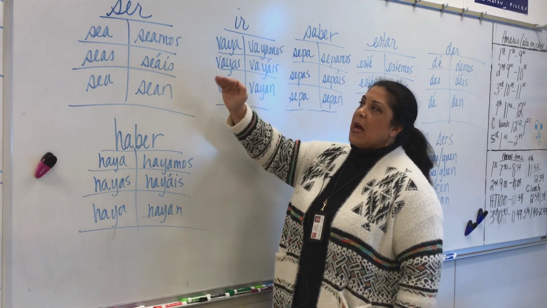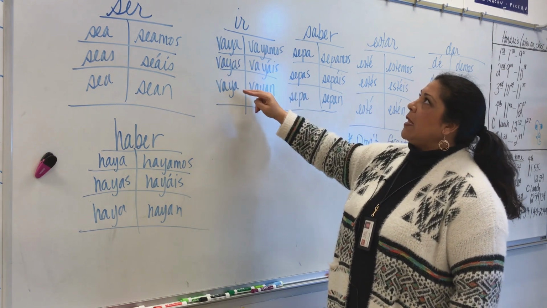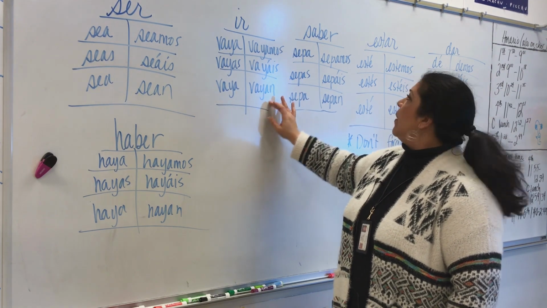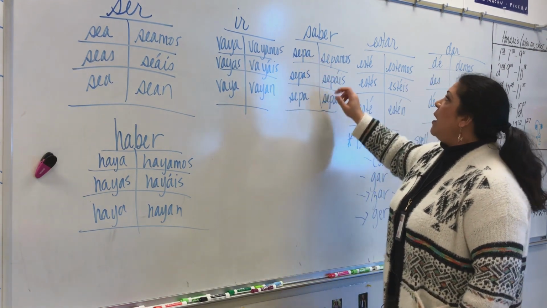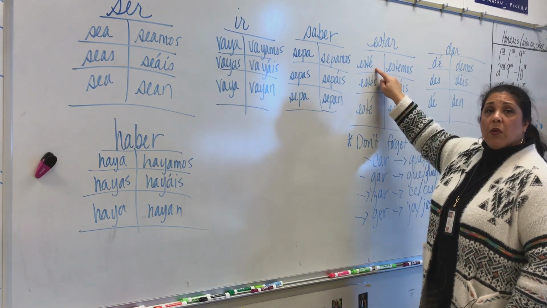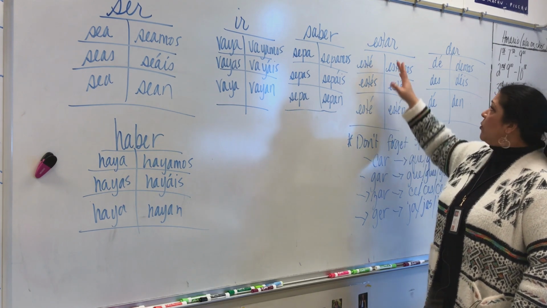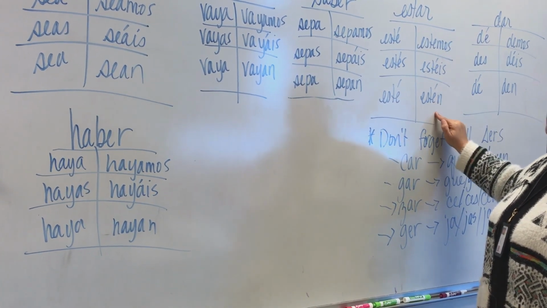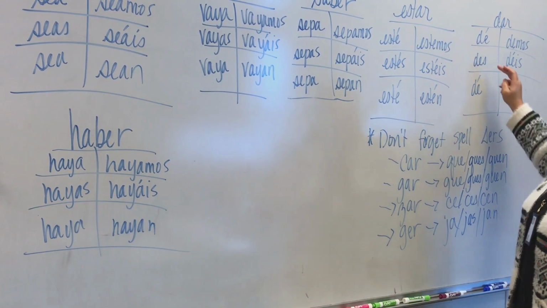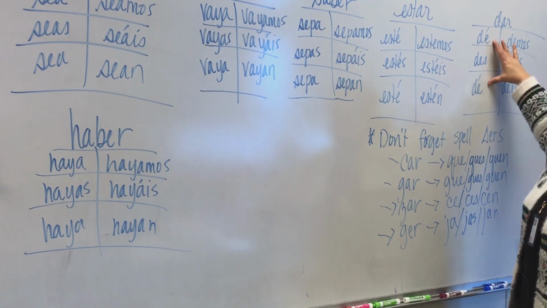So sea, seas, sea, seamos, seáis, sean. Vaya, vayas, vaya, vayamos, vayáis, vayan. Sepa, sepas, sepa, sepamos, sepáis, sepan. Esté, notice the accent. If you don't have this accent here, it will be incorrect. Estés, esté, same thing with all of these. Estemos, estéis, estén. The only one that doesn't have the accent is nosotros form. Dé, des, dé, demos, deis, den. Again, please don't forget the accents.